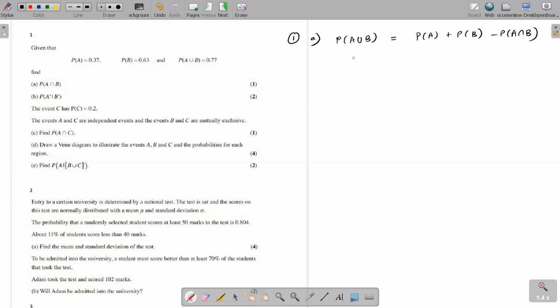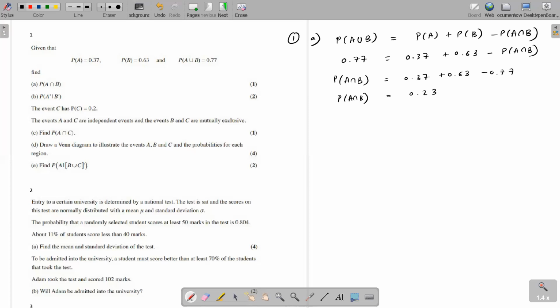So put the values, children. A union B is 0.77. Probability of A is 0.37. Probability B is 0.63. Probability A intersection B is what you want to find. Can you all make it the subject and tell me the answer? I want people to tell me answers quickly. How much is it? 0.23. Okay.